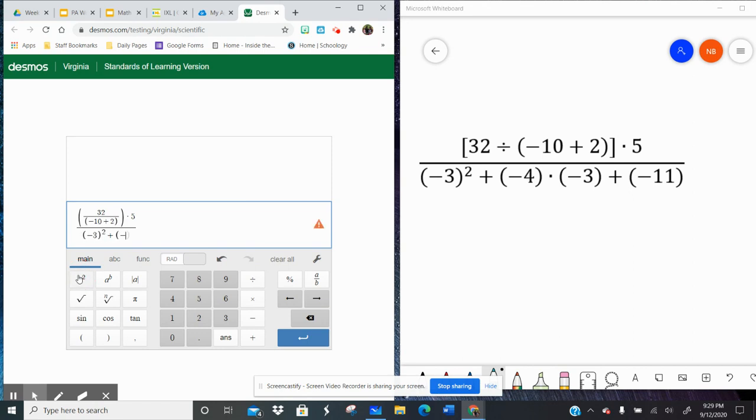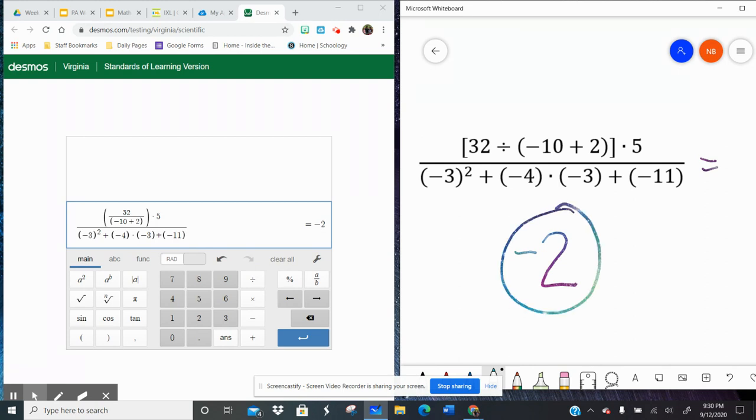Plus, I have -4 in parentheses times my -3 in parentheses. And those parentheses are really just to group the negative symbol with that integer. Plus -11. And as crazy as that problem looks, boom, the answer is -2. And that is true because I worked it out. So that is how you use that Desmos calculator to work out these crazy order of operation problems.